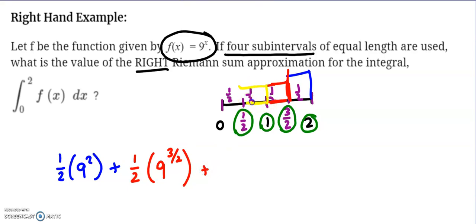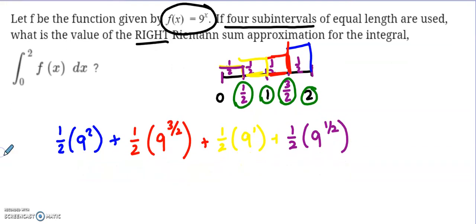This next one is going to have a width of 1/2, and this will be 9 to the 1st, which hopefully we all know is 9. Plus the last one, that was supposed to change colors. Last one will have a width of 1/2 and a height that's equal to 9 to the 1/2. So using your calculator, go ahead and pause, type that all in, see what you get for your right-hand Riemann approximation. Pause your video for right now.